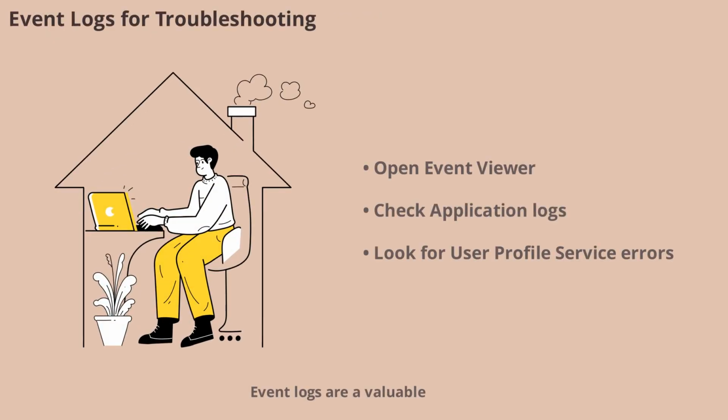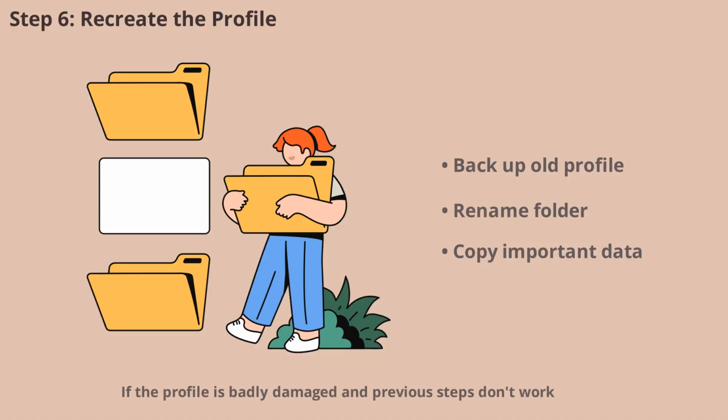Event logs are a valuable resource when troubleshooting profile issues. Open Event Viewer and look under Application and System Logs for errors related to the User Profile Service. These logs can provide clues about what went wrong and help you pinpoint the exact cause of the temporary profile problem. If the profile is badly damaged and previous steps don't work, you may need to recreate it.